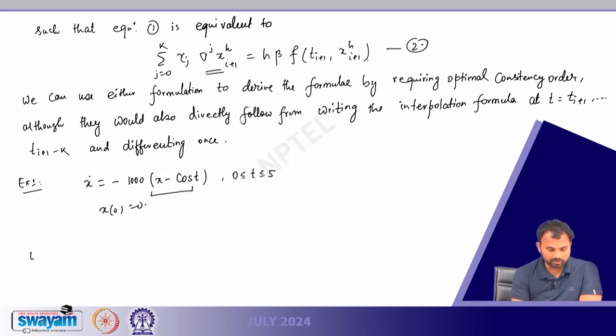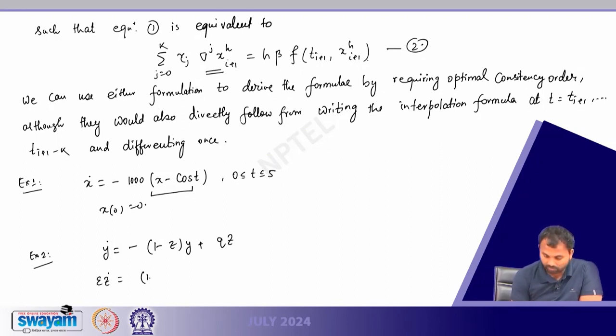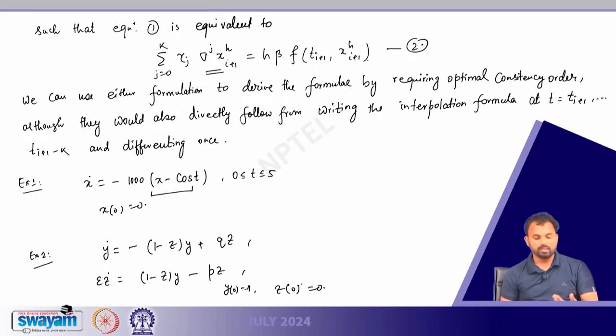And another example in this context can also be considered, example 2. We can have a system. Suppose we have y dot equals (1 minus z) times y plus q z and epsilon z dot equals (1 minus z) y minus p z, where initially we have y at 0 equals 1 and z at 0 equals 0. So you can think of this as an interacting species type problem, right. So you have y and z, and they are coupled by these two ODEs. We are also given the initial values.